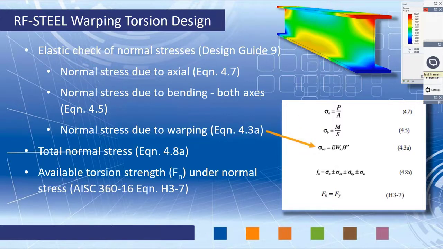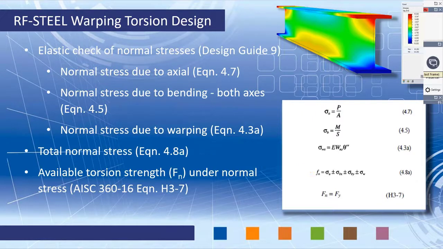Lastly, we're going to calculate the normal stress due to warping. Again, we've added that 7th degree of freedom. We calculate it with this equation here. Then finally, the design guide says that we can use superposition and add all of these normal stresses together to get our total normal stress according to equation 4.8a.